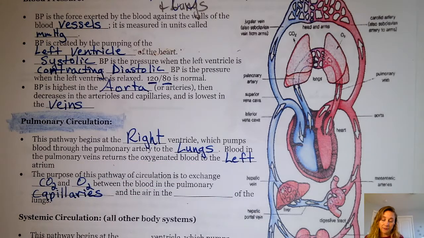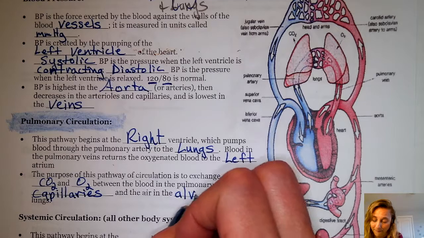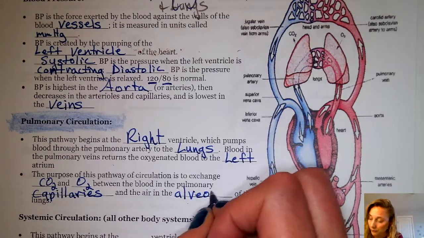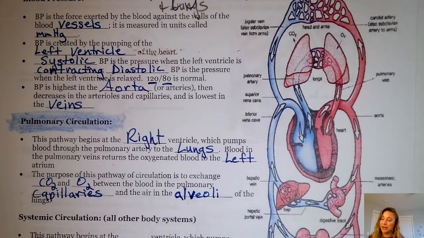And then the lung sacs that are tiny enough, in the corners and surrounded by capillaries, are called alveoli. And they're very, very tiny, lots and lots of little grapey looking sacs. And that's what the capillaries surround. That does that air exchange, okay?